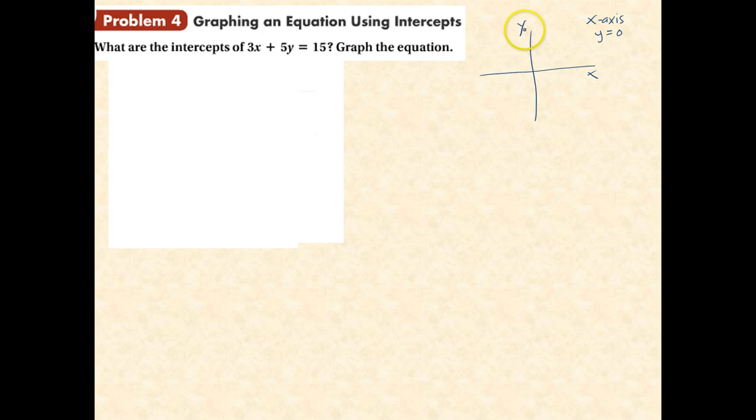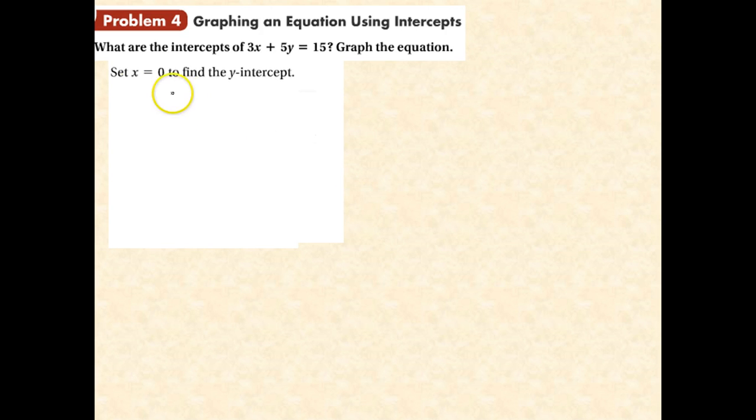And then on the y-axis, the x value is 0. Because if x was positive, we'd be off to the right, and if x was negative, we'd be off to the left. So to be on the y-axis, our x value has to equal 0. So we can find our x and y intercepts by just setting y equal to 0 or x equal to 0.